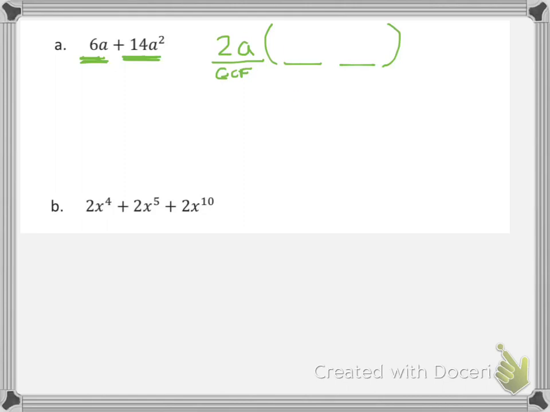For this first one, it's going to be 6a divided by 2a. And 6 divided by 2 is 3. A divided by a cancels out, so it's just 3.